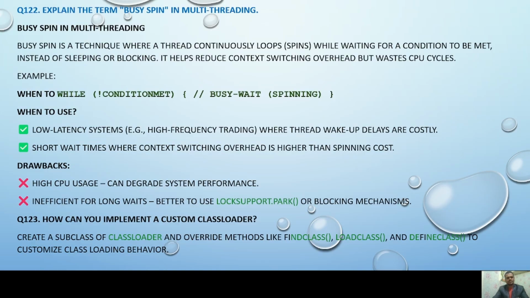Example. while (!conditionMet) { // busy waiting, spinning }. When to use? Low latency systems, that is high frequency trading, where thread wake up delays are costly. Short wait times, where context switching overhead is higher than spinning cost. Drawbacks: high CPU usage can degrade system performance, and it is inefficient for long waits. It is better to use LockSupport.park or blocking mechanisms.